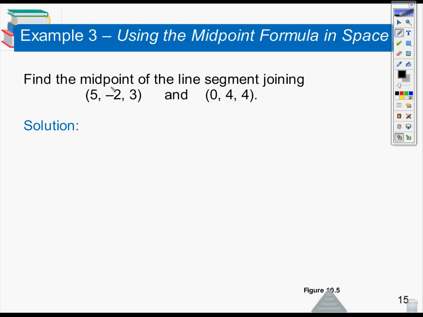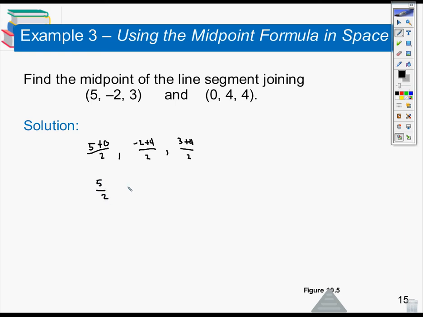So let's say I want to find the midpoint between this 3-dimensional point x, y, z and this point x, y, z. Well, I'm going to take the x's and add them together. That's 5 plus 0 over 2. And then my next point will be the y's. That's going to be negative 2 plus 4 over 2. And my z is going to be 3 plus 4 over 2. So what do I get first? I get 5 over 2.